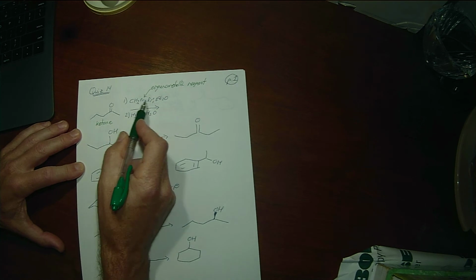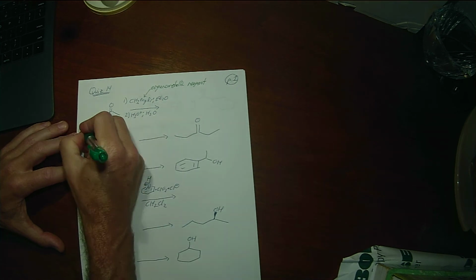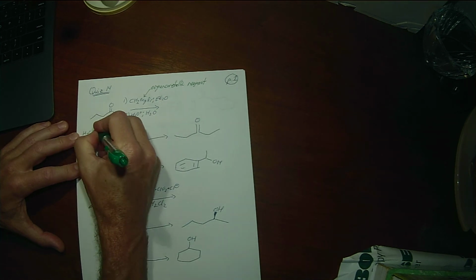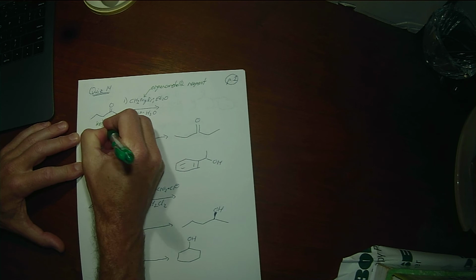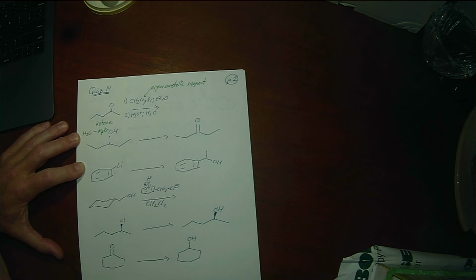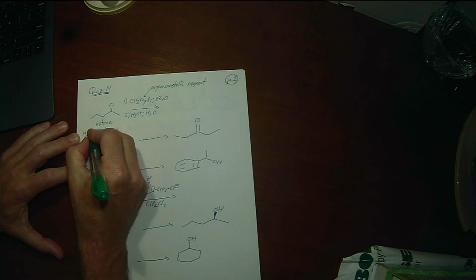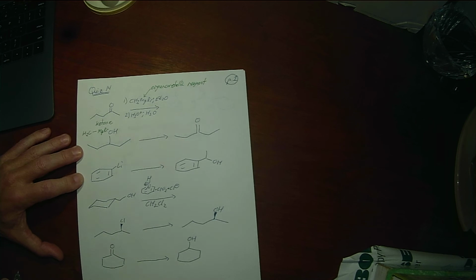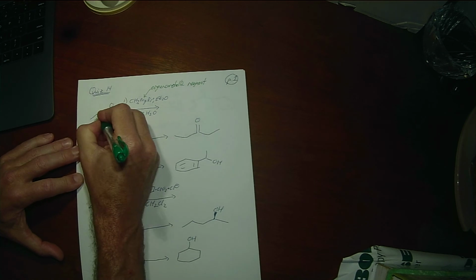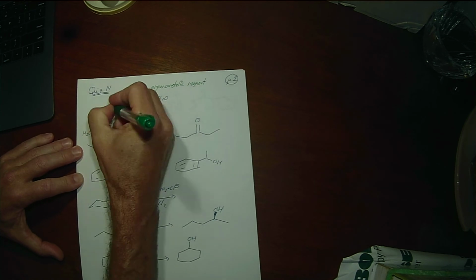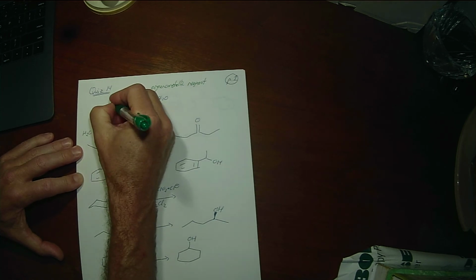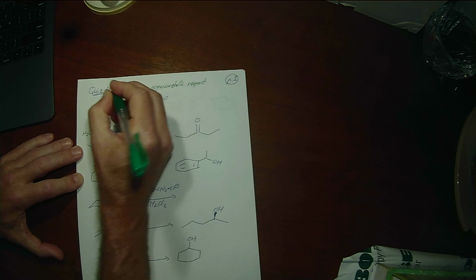So that CH3MgBr is going to act as if it is a negatively charged carbon. This bond between the carbon and the magnesium is the nucleophile. It's going to attack the carbonyl group, and what it's going to do is break the pi bond and push a pair of electrons out onto oxygen.